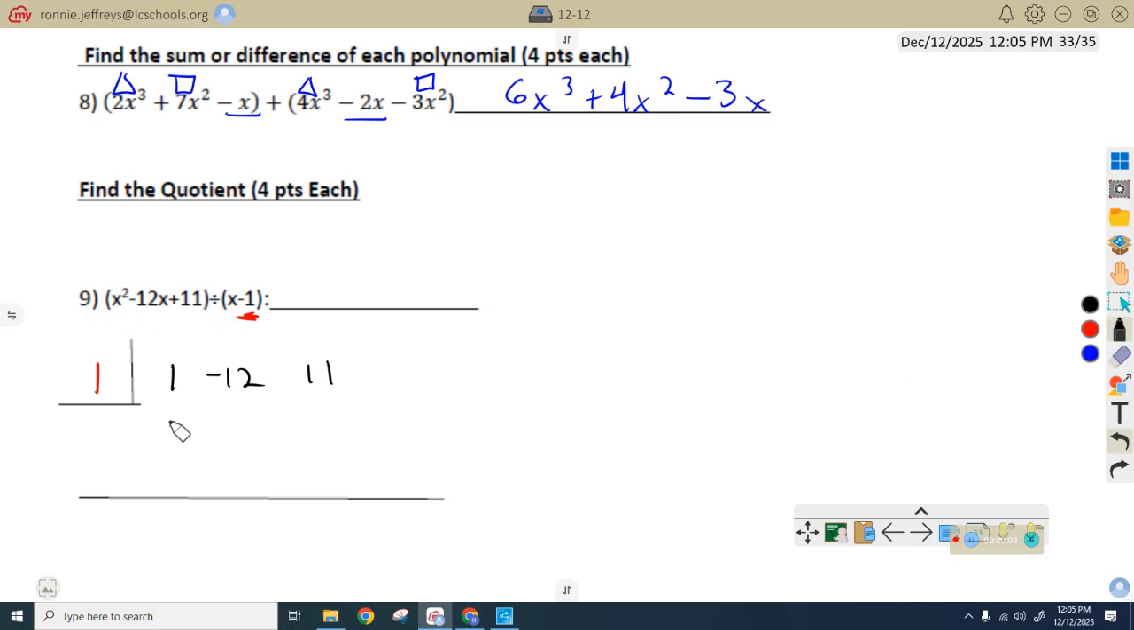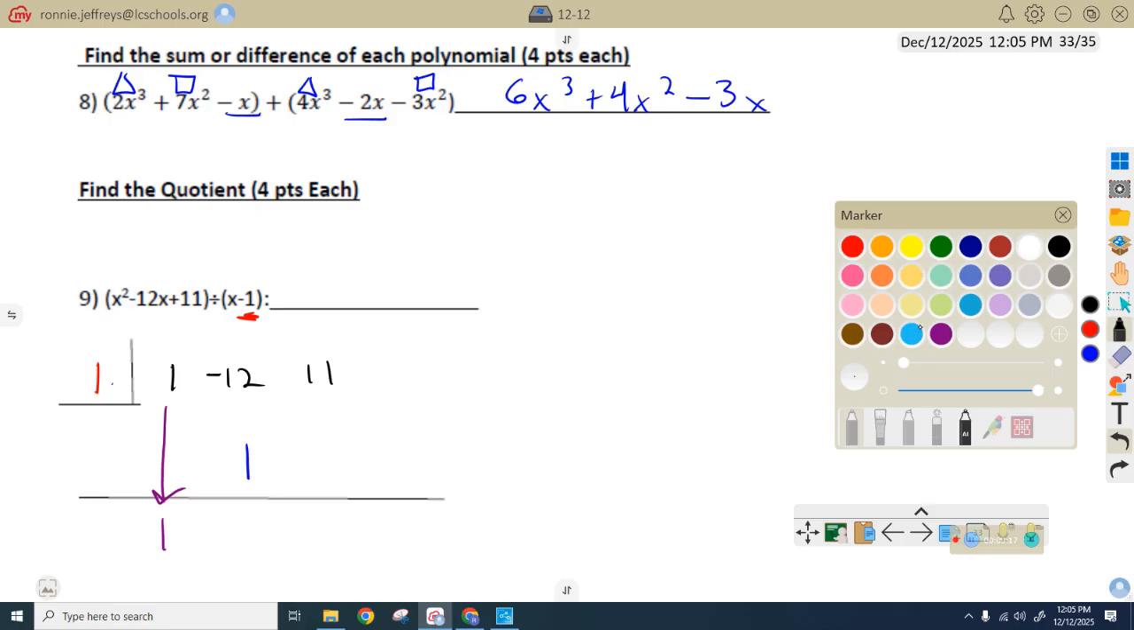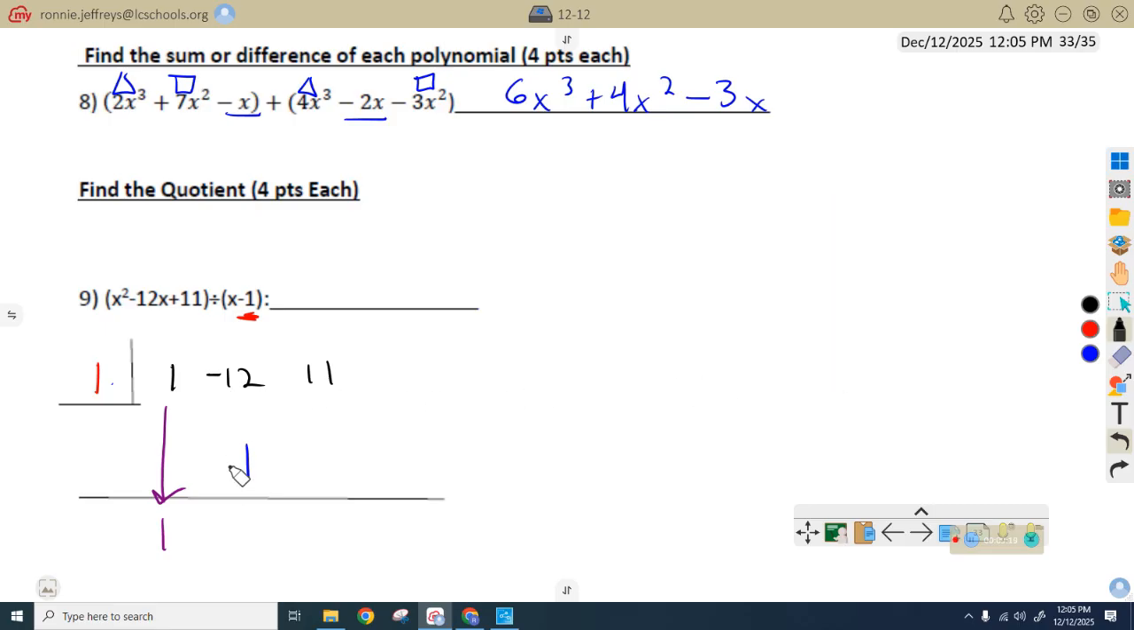So we drop this number. Okay, then we multiply 1 times 1. Well, this is 1. Then negative 12 plus, this is a positive, so we add plus 1, negative 11. Okay, so the negative 11 times 1 is negative 11, so this gives us 0. So we end up with x minus 11, remainder 0. Okay?